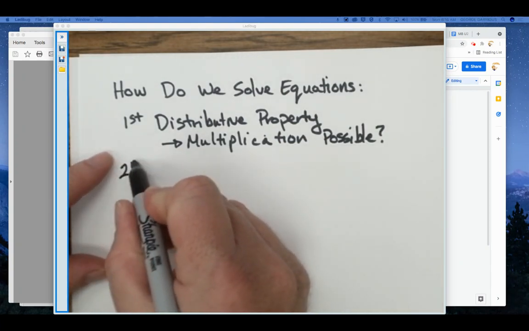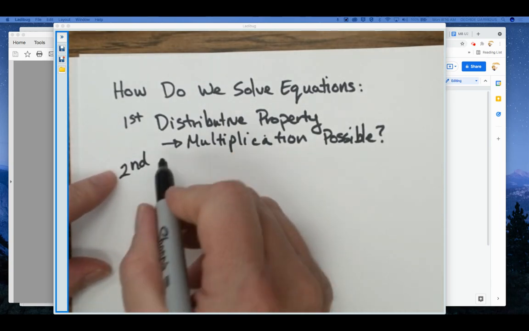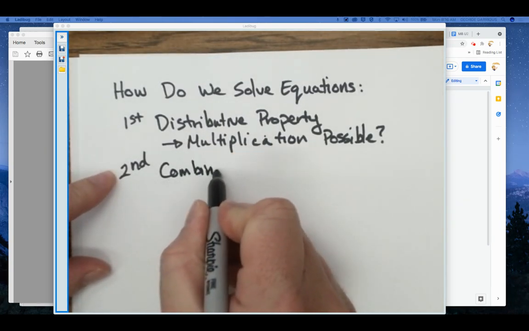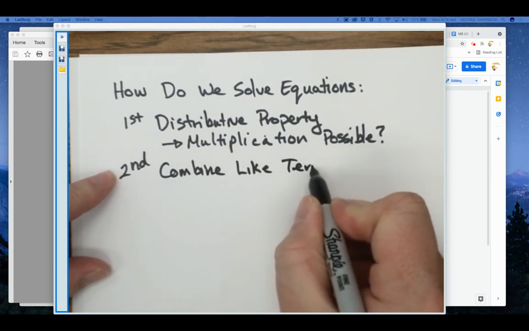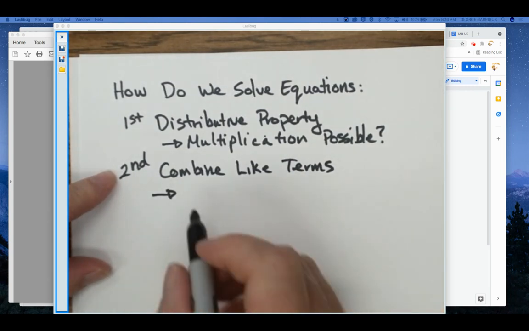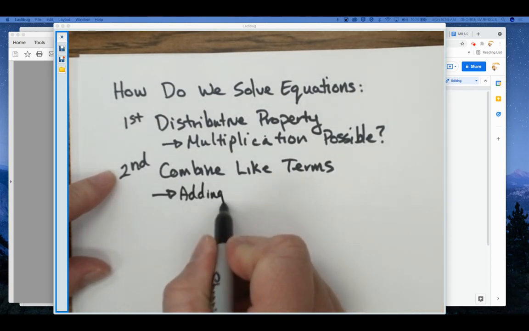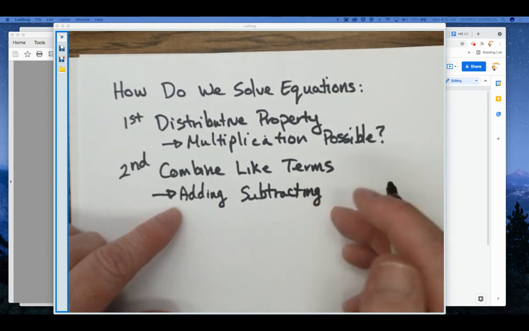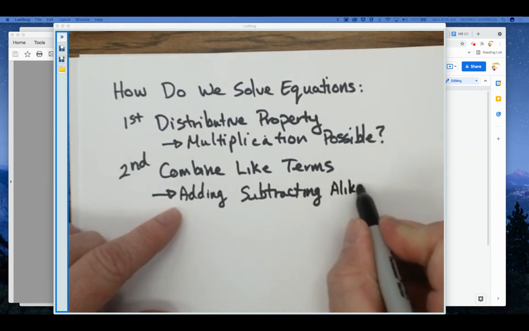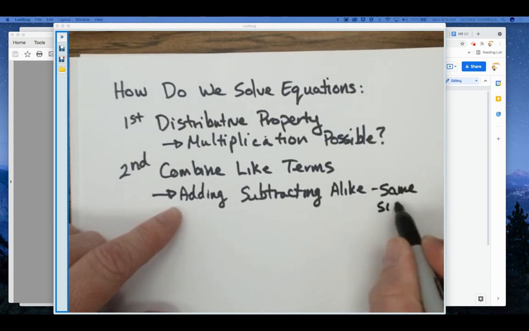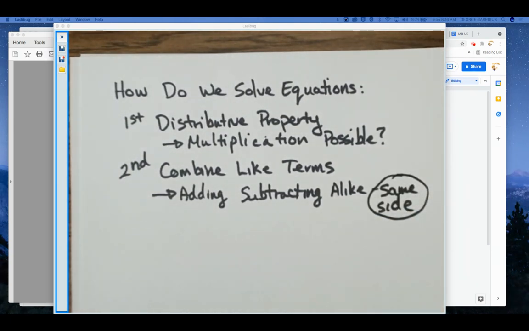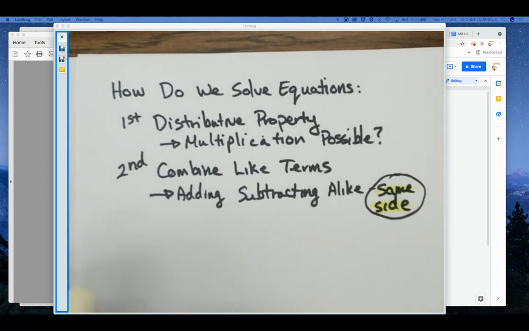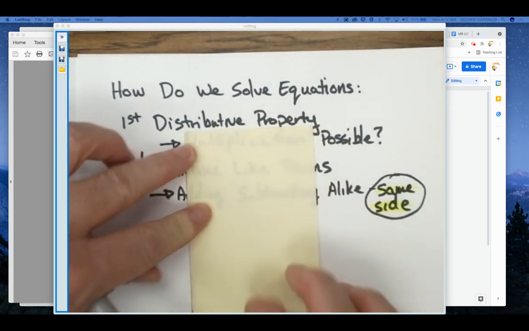And then second, you're going to look, and this problem set is going to have some good examples of this. Can I combine like terms? When you're combining like terms, this is adding or subtracting. But it's only adding and subtracting things alike on the same side. That's really important to understand, that they are on the same side. So I'm going to show you something where I want to encourage you to really understand this. Ready? Here it comes. This is really important.